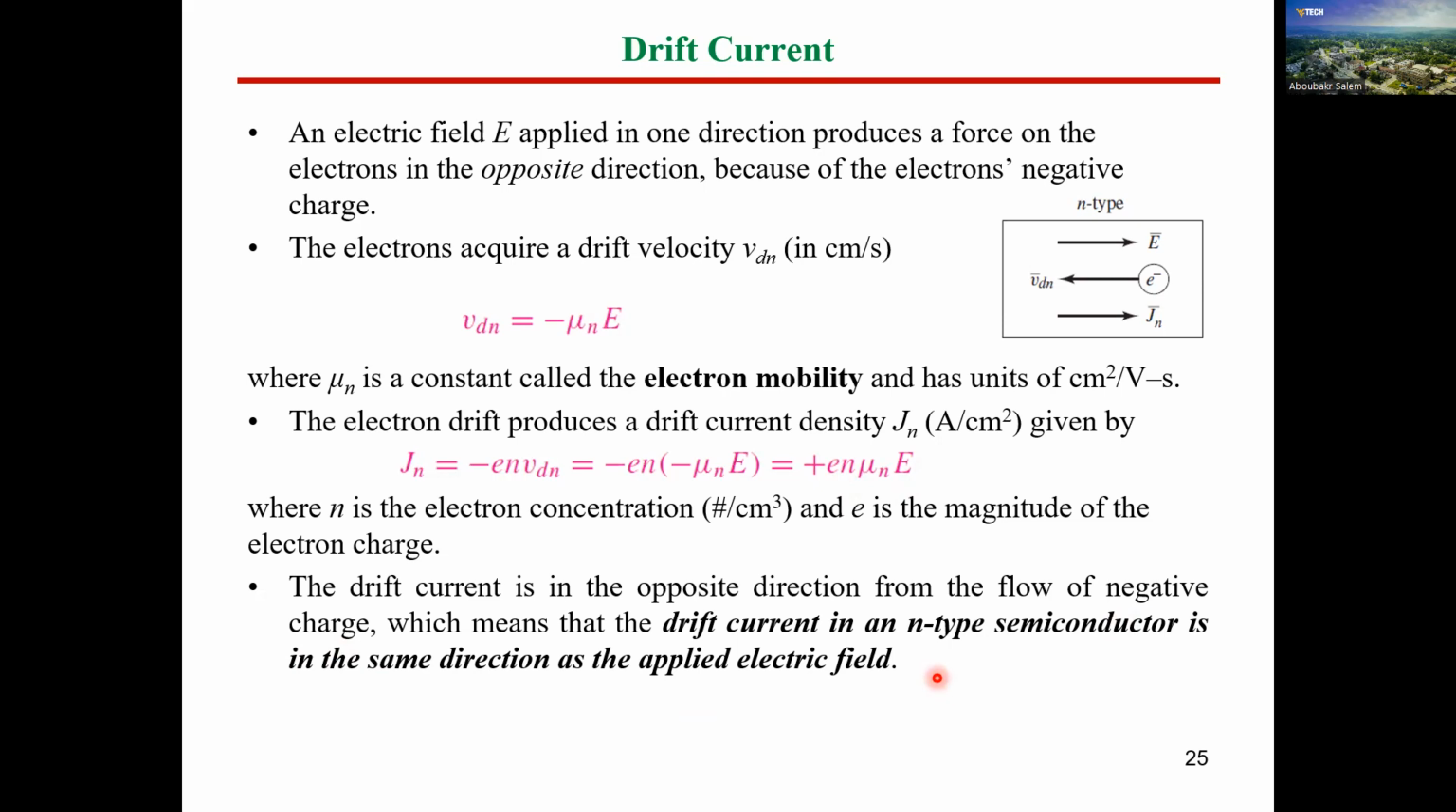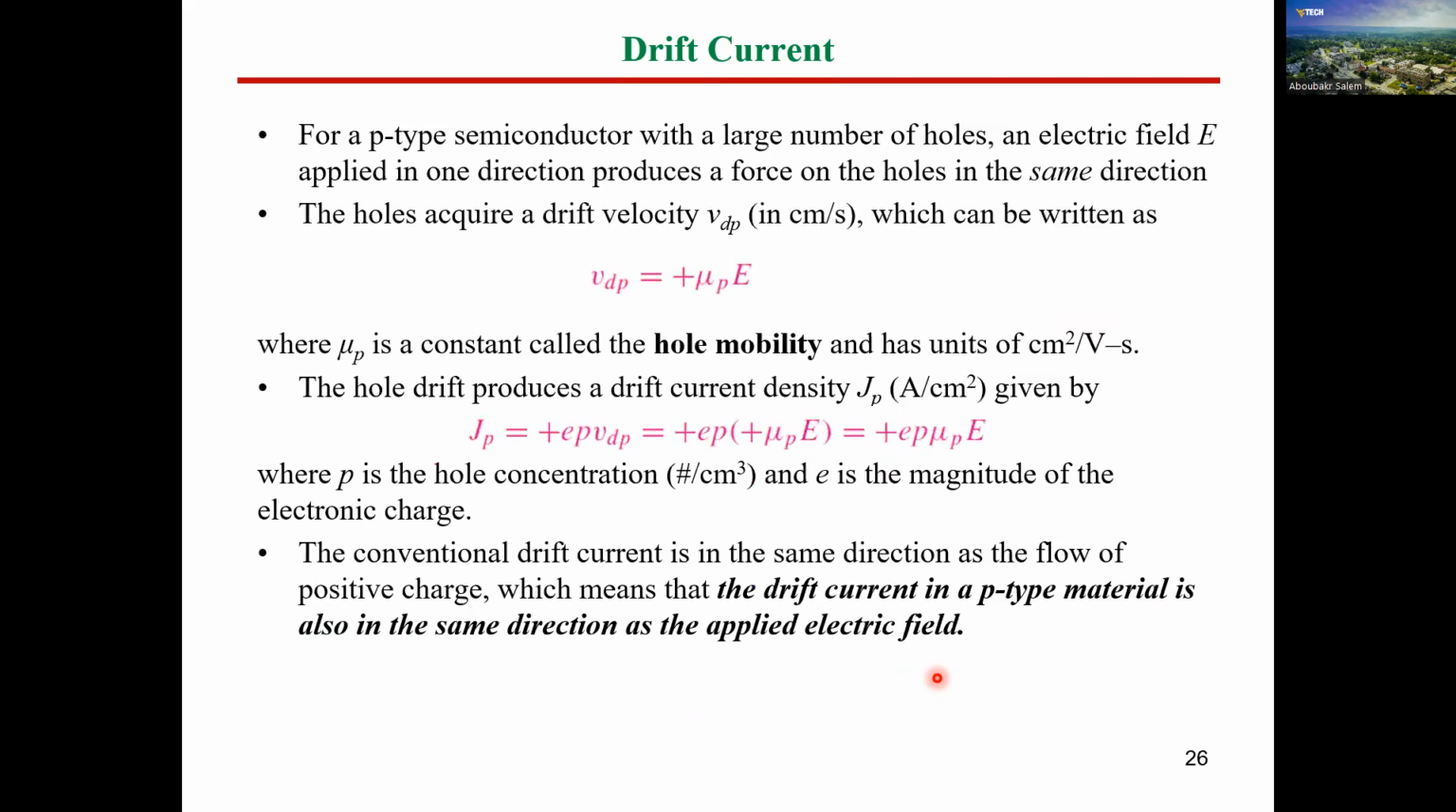Let's see what about the P type. So for a P type material, the relation is going to be VDP, the speed, equals mu P, which is the mobility of holes, times electric field. By the same way.